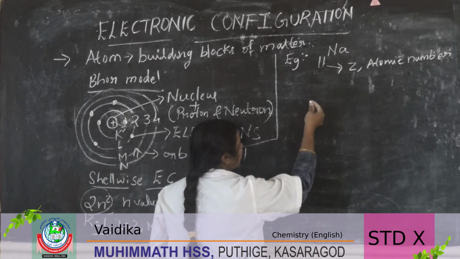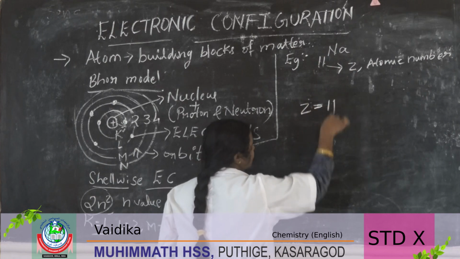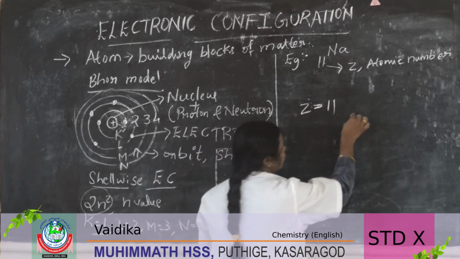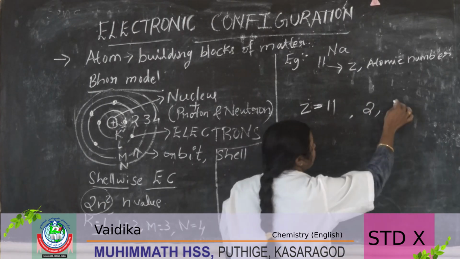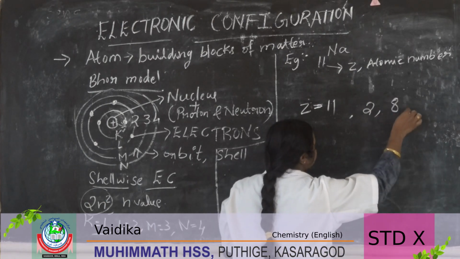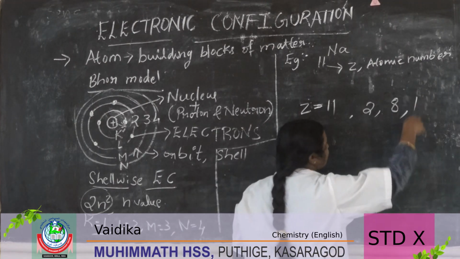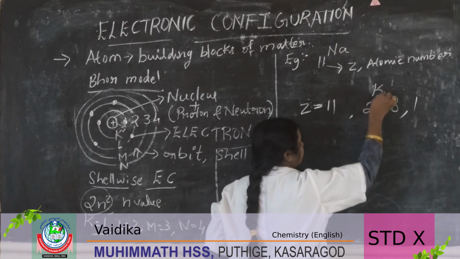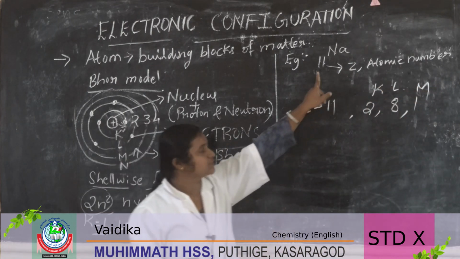So let us write the shell-wise electronic configuration of sodium. We know Z equals 11, right? So the electronic configuration will be: in the K shell 2, in the L shell 8, and 8 plus 2 is 10, 1 is remaining, it goes to the M shell. So K, L, M, 3 shells are there in sodium, right?